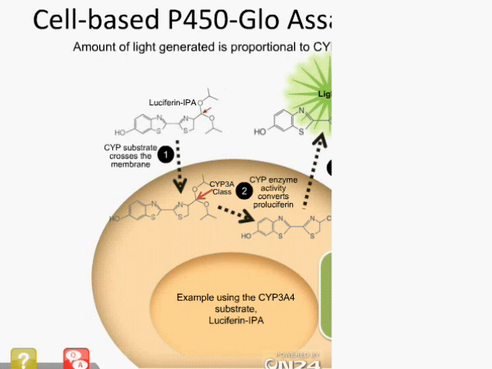When added to the cell culture, the substrate is able to cross the cell membrane, so it is cell permeable. If present and active, the 3A4 enzyme converts this proluciferin substrate to the active form of luciferin, and that active form of luciferin is able to cross the membrane into the surrounding medium. The luciferin detection reagent, which contains luciferase and everything else needed to generate light, is then added to the well. Light generated is proportional to P450 activity.